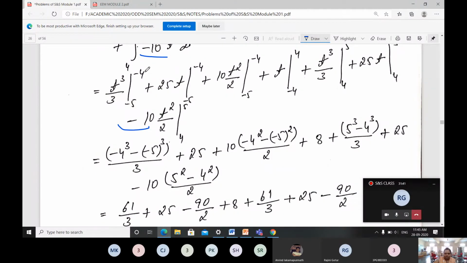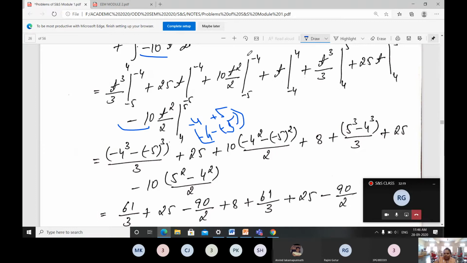First, upper limit is minus 4 cube minus the lower limit, that is minus 5 cube, divided by 3. Then 25. Here what is the limit? It is minus 4 minus of minus 5. What is minus 4? Minus of minus is going to be plus. Minus 4 plus 5 means 1 only you will be getting. So I wrote directly 25 here.